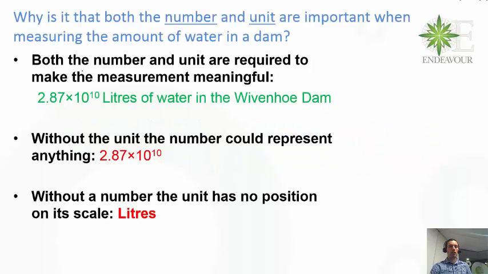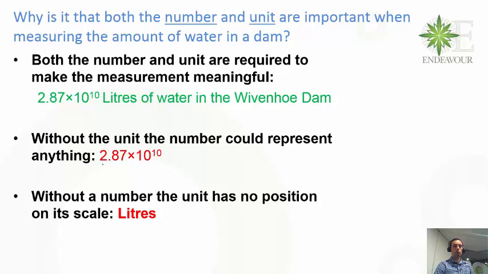Well, we need both the number and the unit to make sure what we're giving is a meaningful measurement. So we need the number to place our measurement somewhere along the scale, and we need the unit to actually work out what the scale is. So for example, we need both the number, a very large number, 2.87 times 10 to the 10, and then the scale is litres. So if we have both together, then it's an accurate measurement that's meaningful of the amount of water in the Ivanhoe Dam. So what would happen if you didn't have the unit?